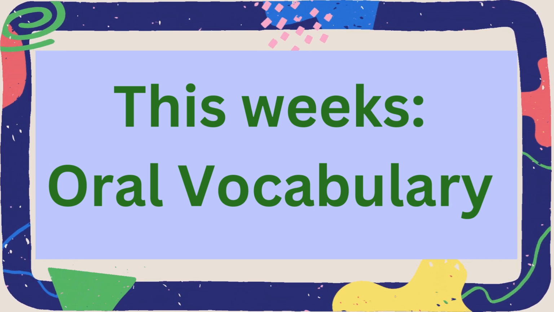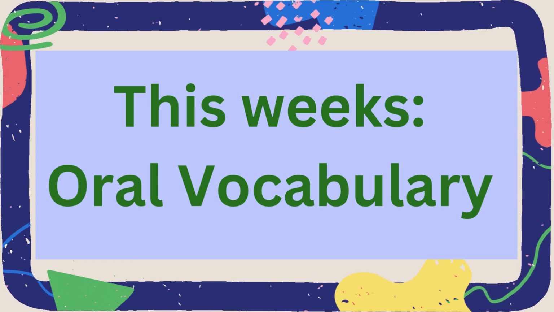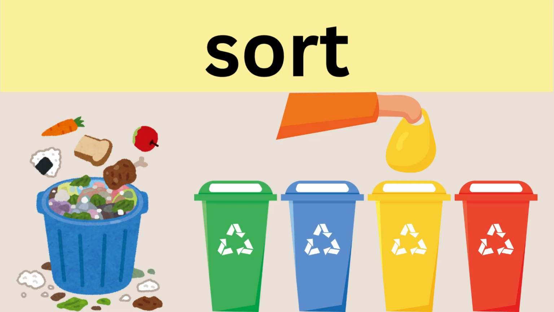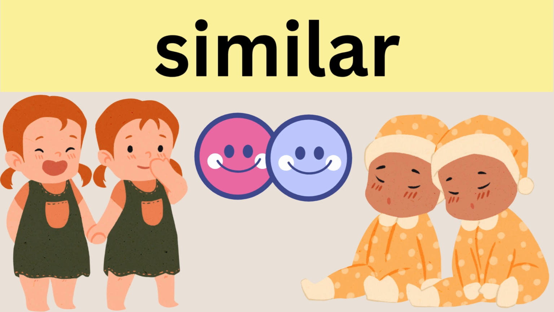Lastly, we will look at the oral vocabulary words that you will hear in this week's reading story. The first word is sort. Sort means to place or separate into groups or types. The second word is similar. Similar means having resemblance or likeness.